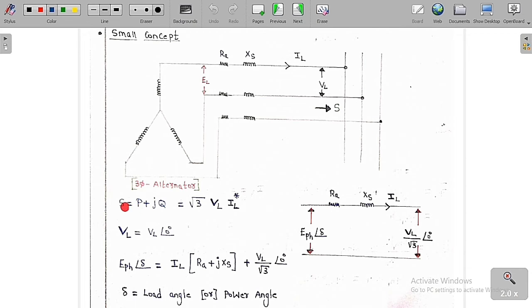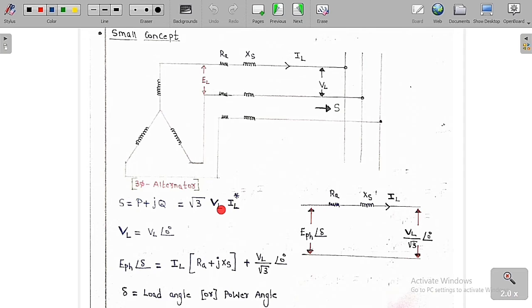Then what is the complex power? S is equal to P plus JQ. It is equal to root 3 into VL into IL conjugate. So we are going to get S is equal to P plus JQ, which are vector quantities, equal to root 3 into VL into IL conjugate. If you keep the vector values and do the expansion, we are going to get a real part and also an imaginary part.